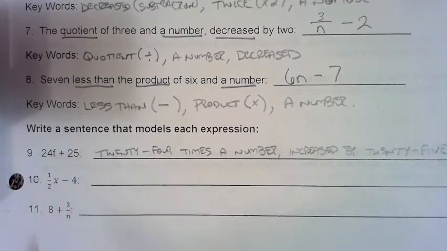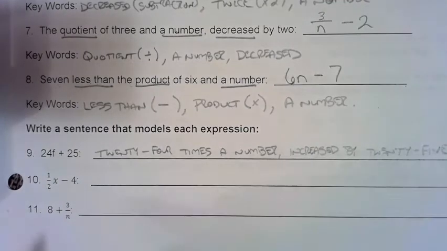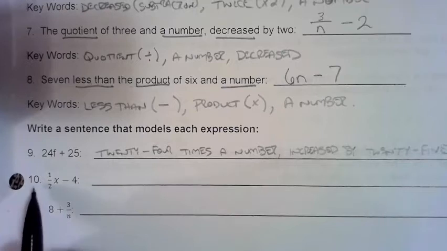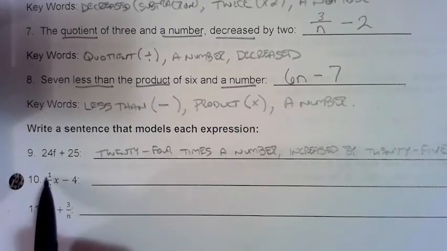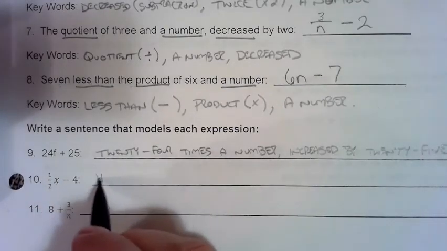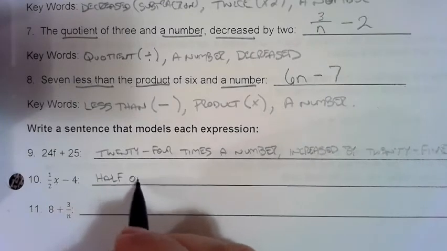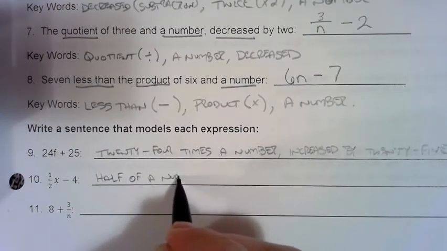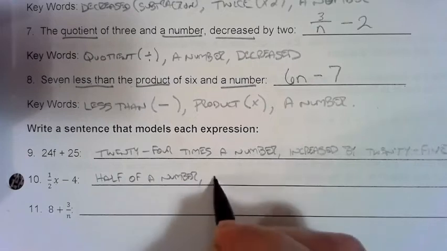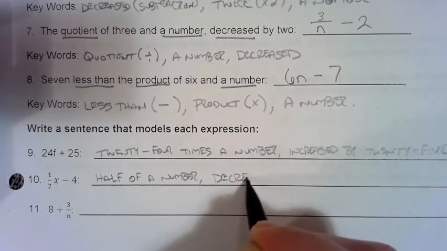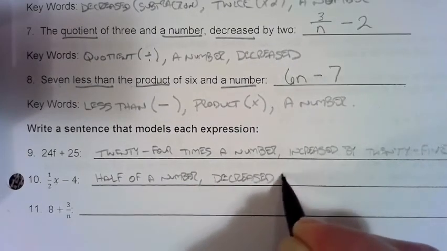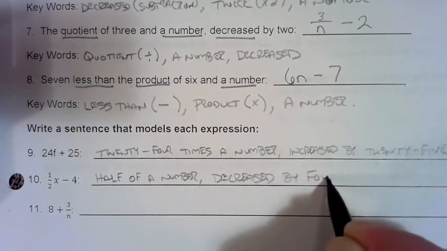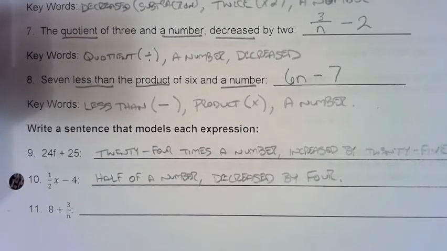Okay, there's lots of different ways that we can come up with these. All right, number 10, I have 1/2 x minus 4. All right, 1/2 x. I could say half of a number decreased by 4. Again, decreased by represents subtraction. I could have said 4 less than 1/2 of a number. Okay, another way of saying that.